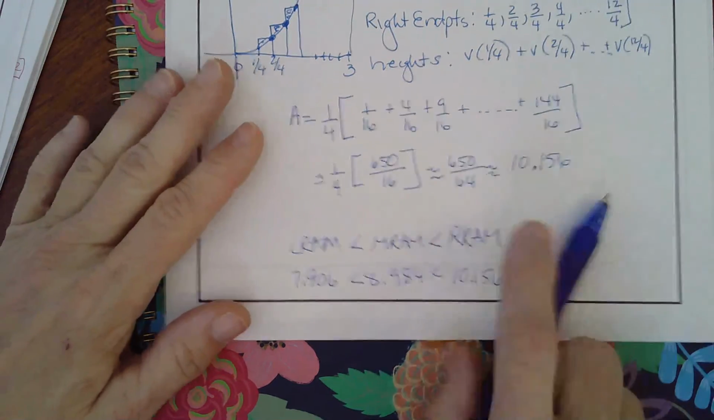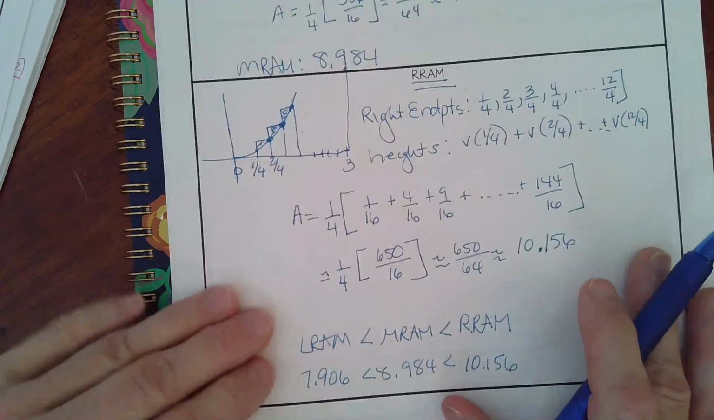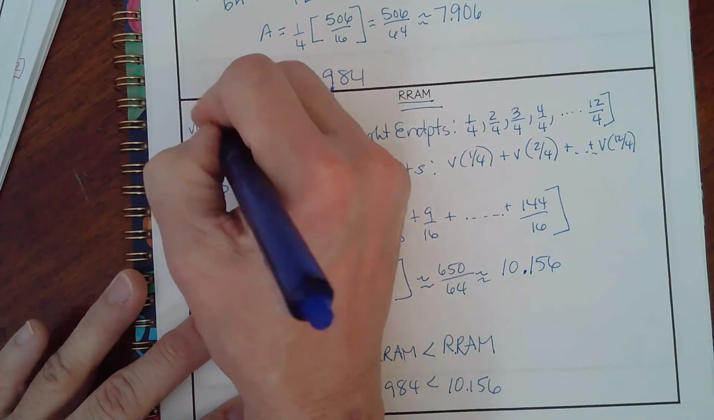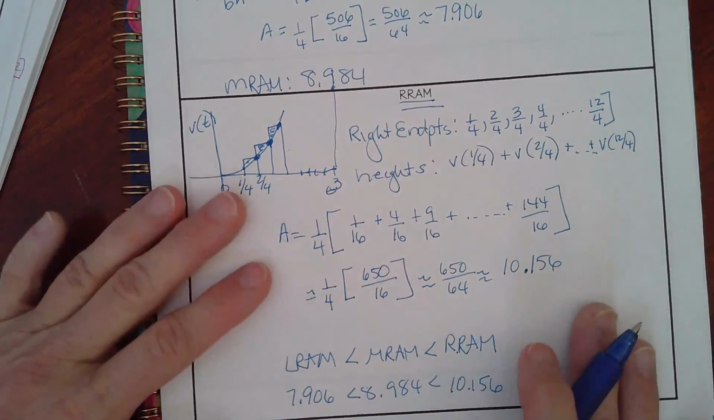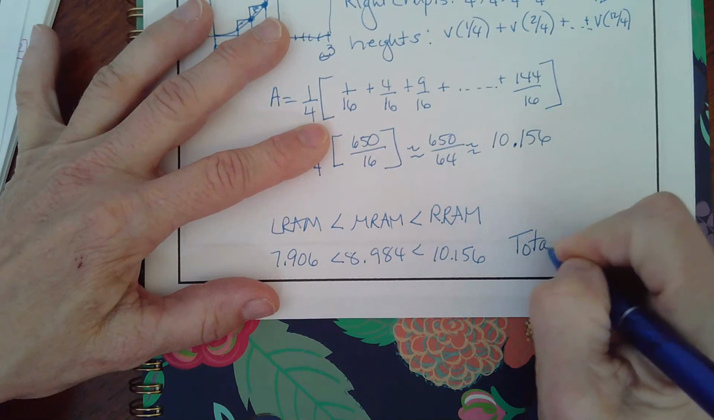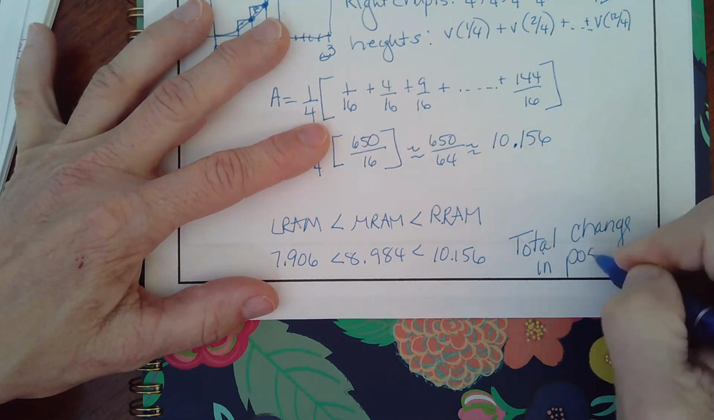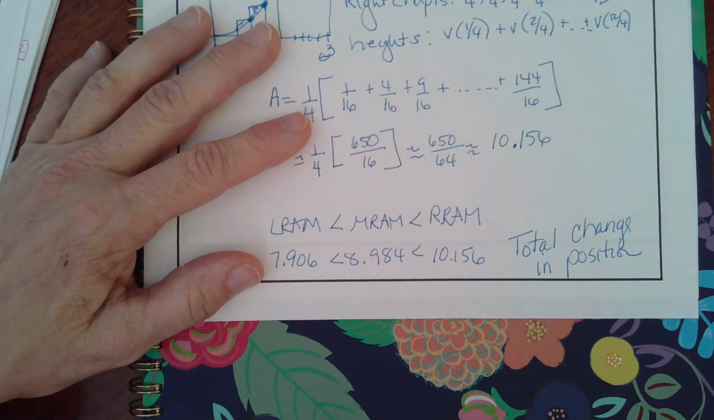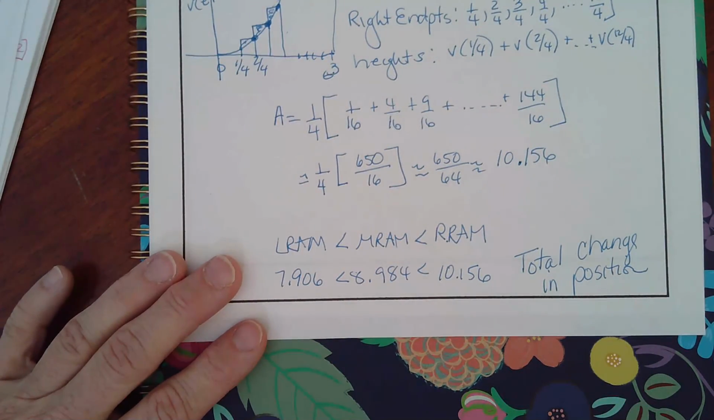And so what these values mean is determined by the context of the problem. This, remember, the graph of this was a velocity function. And so the area under the curve is going to be information regarding total change in position or distance, something along those lines. So the context of the problem is going to indicate what those values represent.